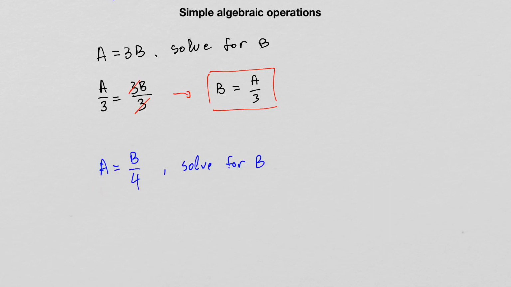This time A is equal to B divided by 4. And again, I want to solve for B. So now notice that B is divided by 4. So therefore, if I want to isolate B alone on the right-hand side, I must multiply both sides by 4. And what I will get is 4 times A is equal to B divided by 4 times 4. So here we have 4 in the numerator and the denominator, so I can cancel these out. And the final result is that B is equal to 4 times A.